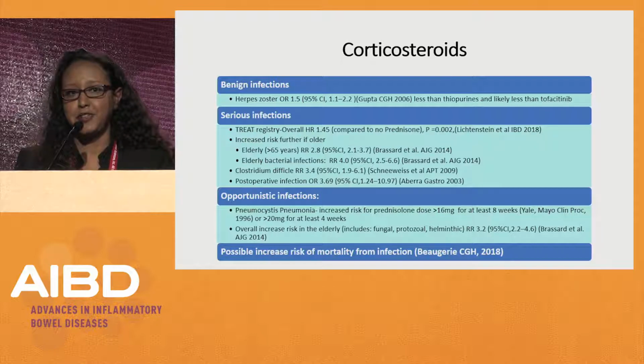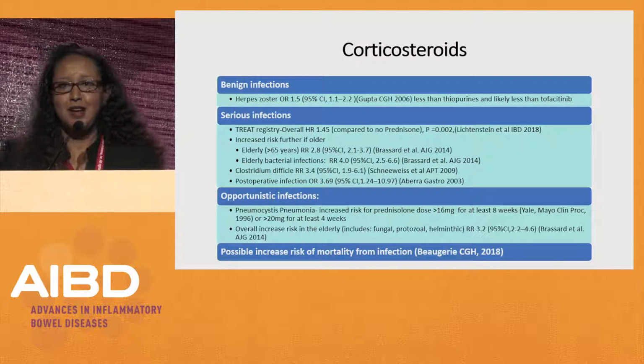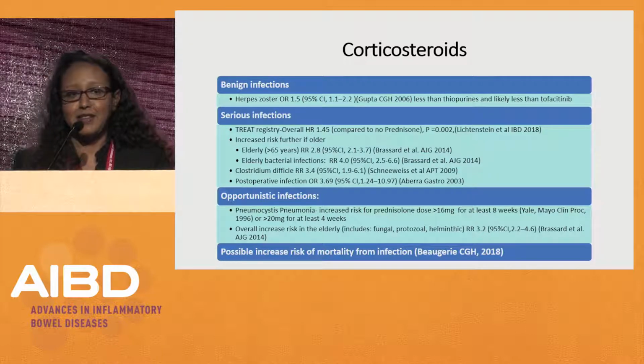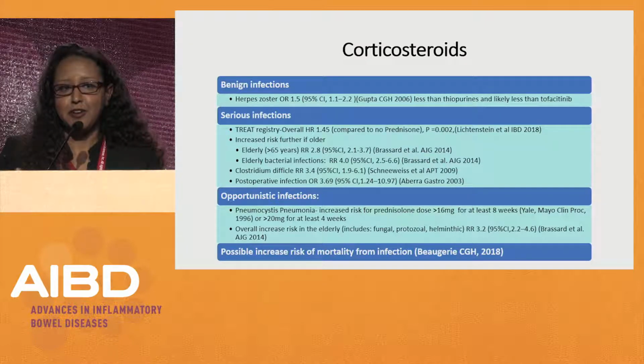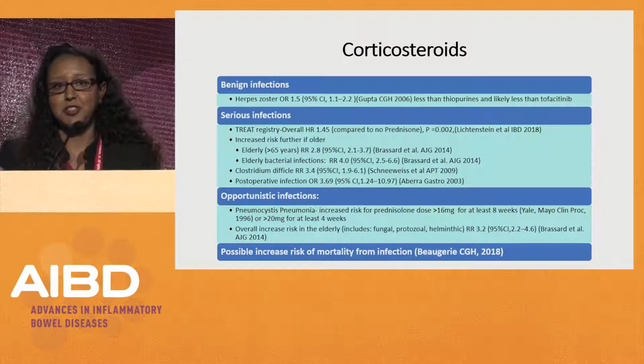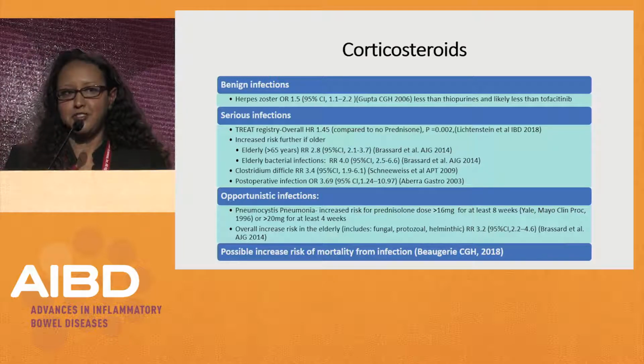How about corticosteroids? So Dr. Ha also mentioned corticosteroids as an evildoer for our older patients, which is true. Corticosteroids are associated with a higher risk of mortality overall with their use, and specifically also a higher risk of infections in the elderly. What are the types of infections? For benign infections, we're talking about increased risk of herpes zoster, maybe not as much though as thiopurines and tofa. And overall, serious infections are increased.